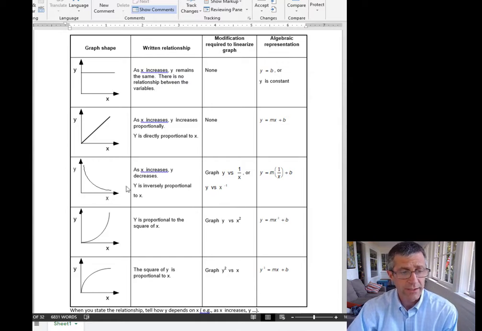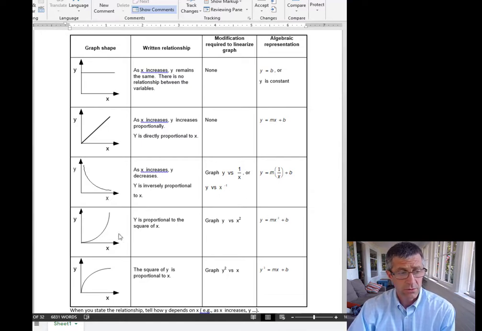The way that we do that is, in this case, I'm going to take all my x values and calculate 1 over x, and then make a second graph, which is going to be y versus 1 over x. When I do that, I should get a straight line, and when I get a straight line, then I can use y equals mx plus b, but instead of x, it's going to be 1 over x, so I have to be careful how I write it.